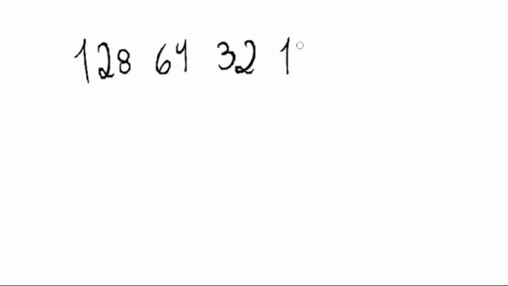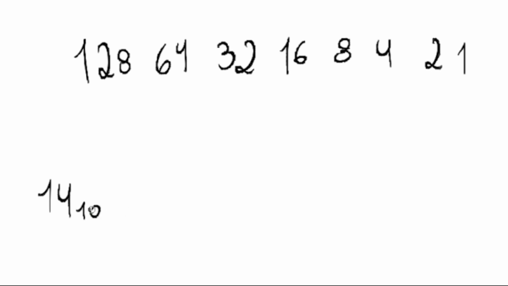So here we are going to do a little table: 128, 64, like the 8 bits, 32, here we are going to put 16, 8, 4, 2, and 1, a little table. And now let's convert a value to that. So we are going to work with 14, decimal to binary. What's going to be base 2? So let's check it out.